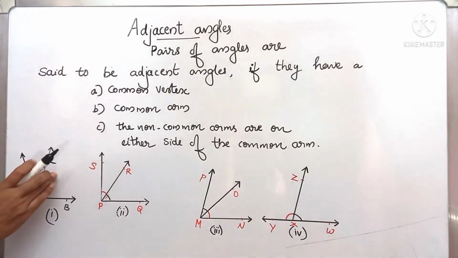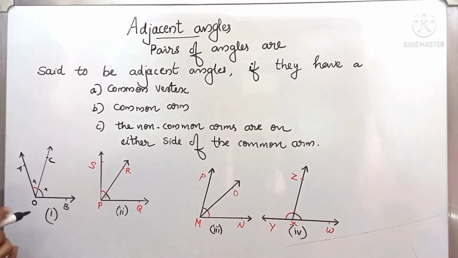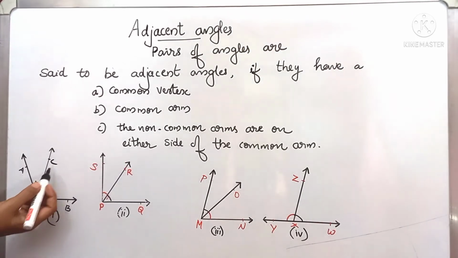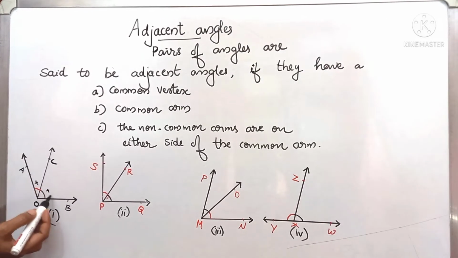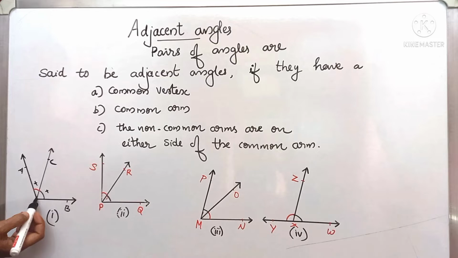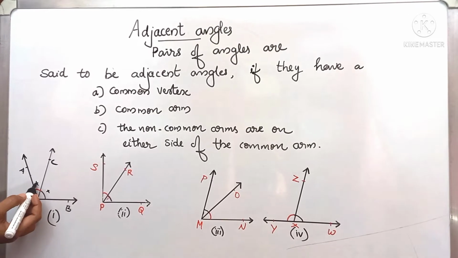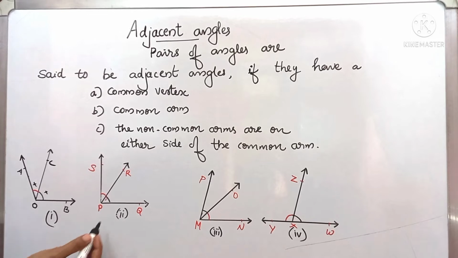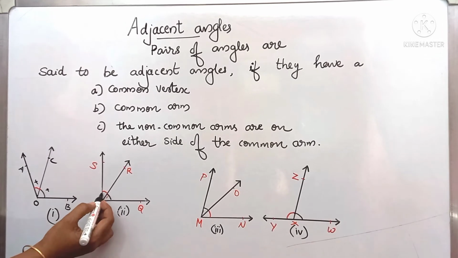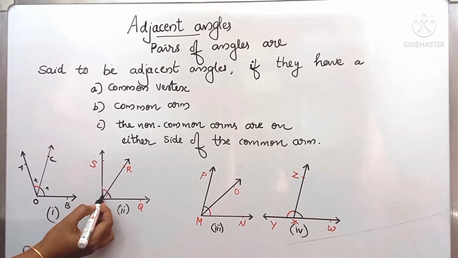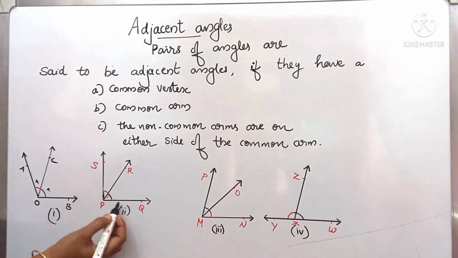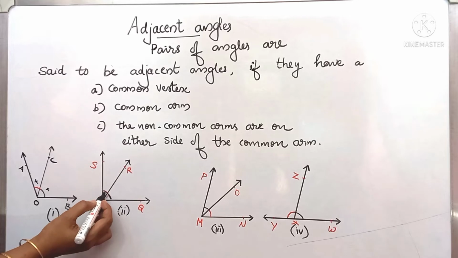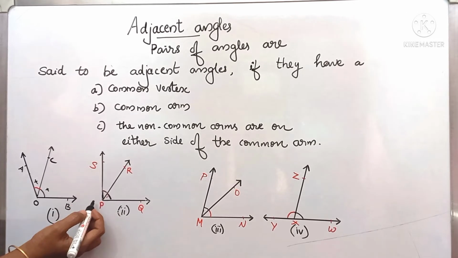Here you can see this first angle. It has a common vertex O and common arm OC, and these non-common arms are on either side of this common arm OC. So these two angles are adjacent angles. And similarly the second one has a specialty. These two adjacent angles are complementary angles. So we understand complementary angles can be adjacent angles.